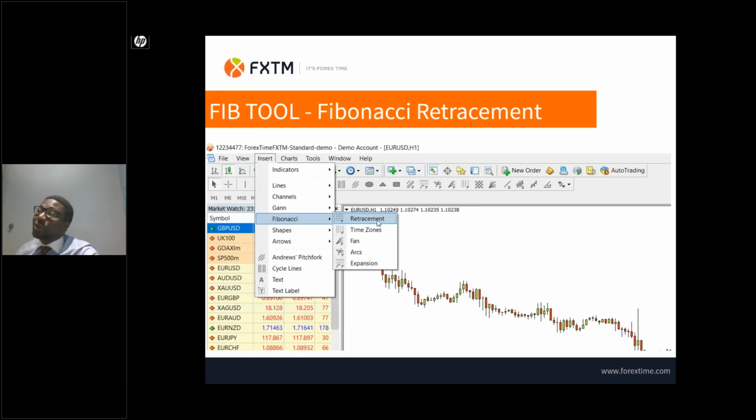While if you're using your mobile phone, if you tap on your chart, it will go to Shapes. On the Shapes, you will find the Fibonacci retracement tool right there.